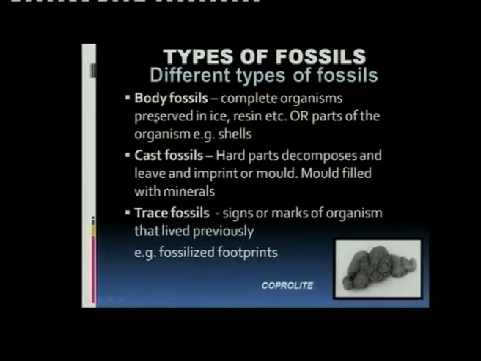Different types of fossils. This is all revision, we've done that. Body fossils, so where complete organisms are preserved in ice or in resin, or parts of the organisms, for example, shells. Remember, resin is the hardened gum of trees. Ice. Just something, Colin, that learners should remember is that we get different types of mummies.